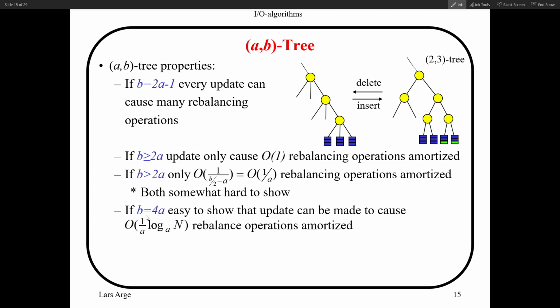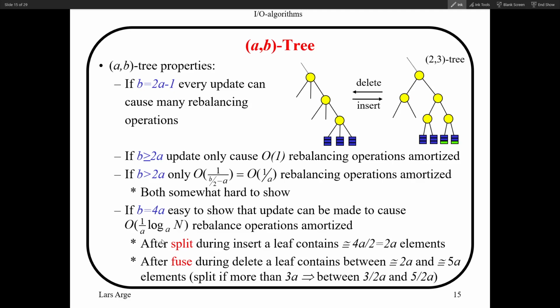We're going to in fact look at a special, easy case where B equals 4 times A, and then we're going to show that updates can cause 1 over A times log base A of n rebalancing operations. So therefore the total number of rebalancing operations is going to be very small. This is going to be very useful in the IO model because in fact every node will represent an IO. So therefore we want to have as few rebalancing operations as possible to reduce the IO cost of insertion and deletion into these trees.